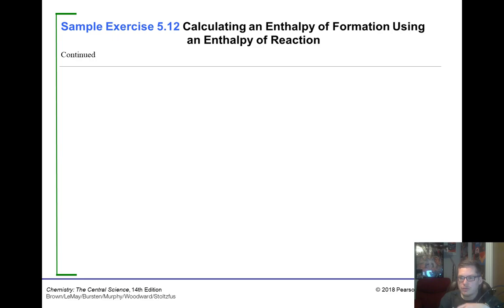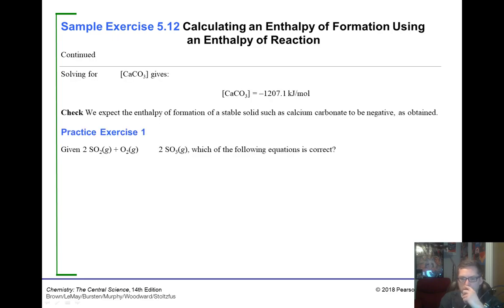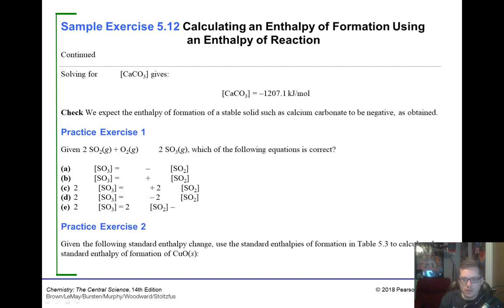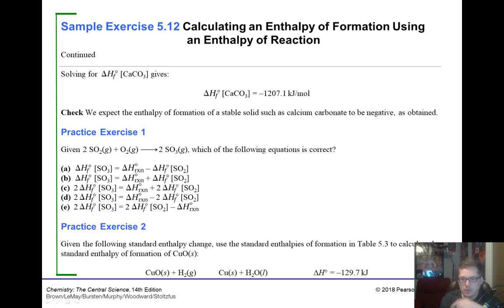Calculate the enthalpy of formation using an enthalpy of reaction. I just wanted to do this first one real quick. It says, given 2SO2 plus O2 yields 2SO3, which of the following equations is correct? Essentially, it's products minus reactants, but they want you to think about what's going on. We want to figure out the delta H of formation of SO3.